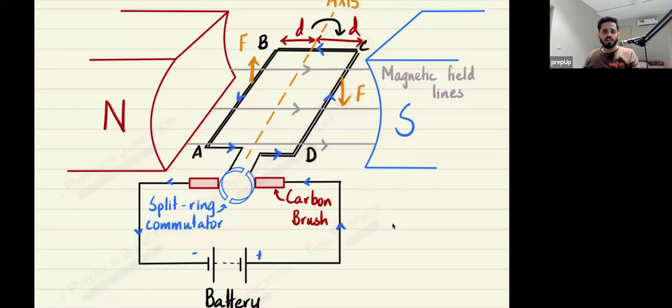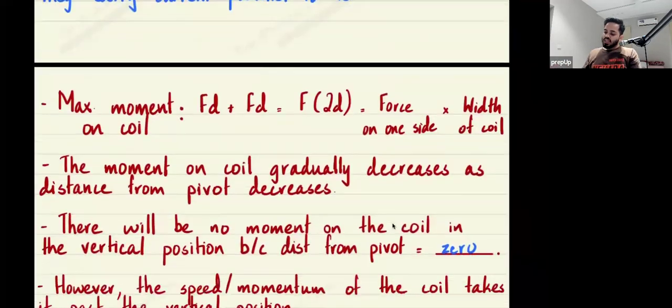A lot of people also get confused with the split ring and the slip ring. So keep in mind that when you have one ring which is cut into two, that's called a split ring, right? And in the case of the AC generator, you have two different rings. Those are called slip rings. So this is singular, that's plural. And the carbon brush is basically a method by which electrical contact is maintained with the coil and the battery to ensure that current is continuously supplied to the coil. So that's the idea here.